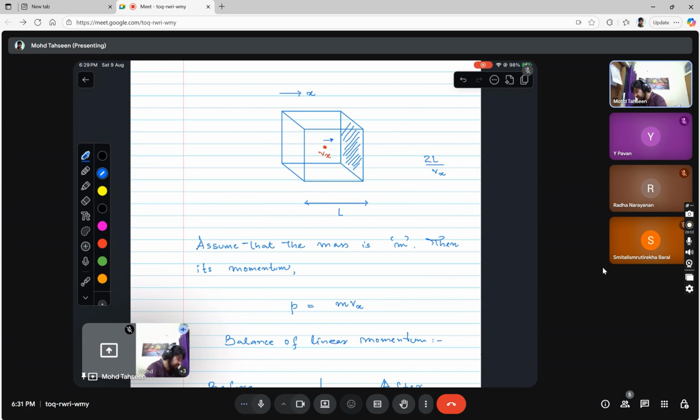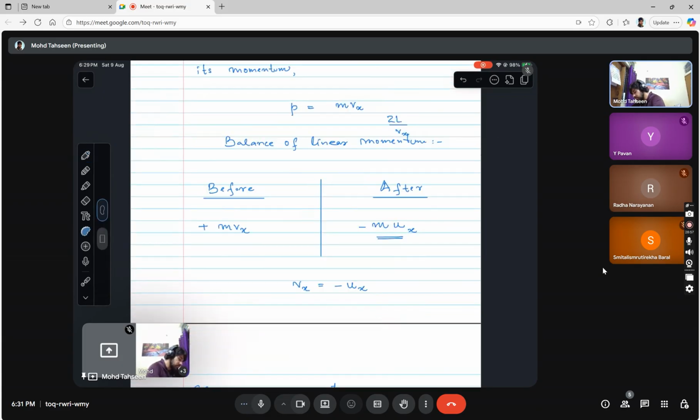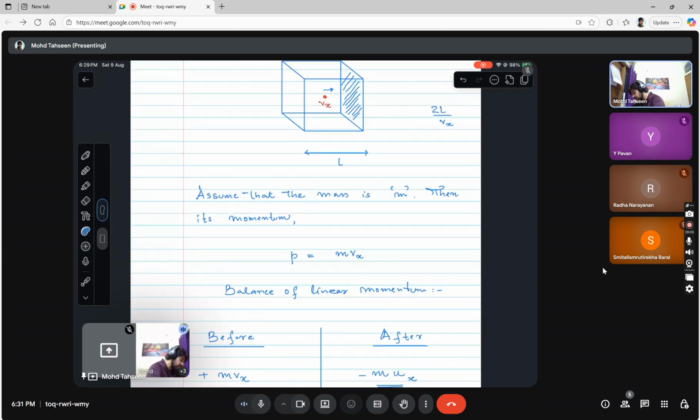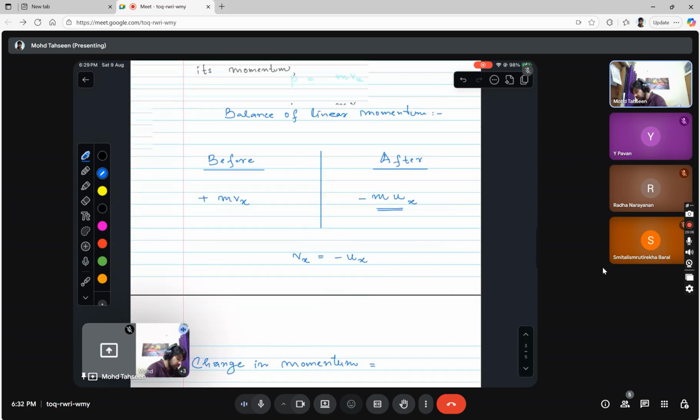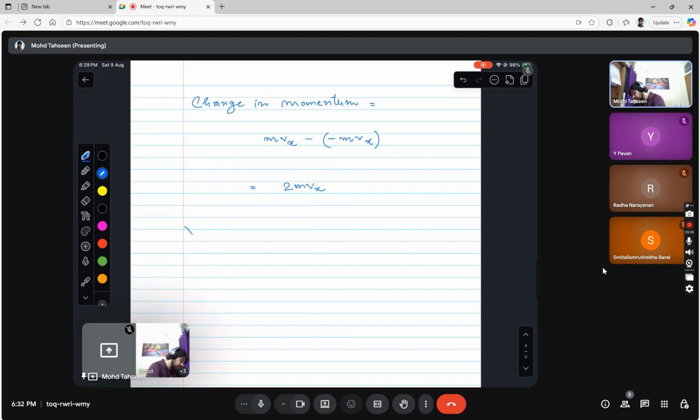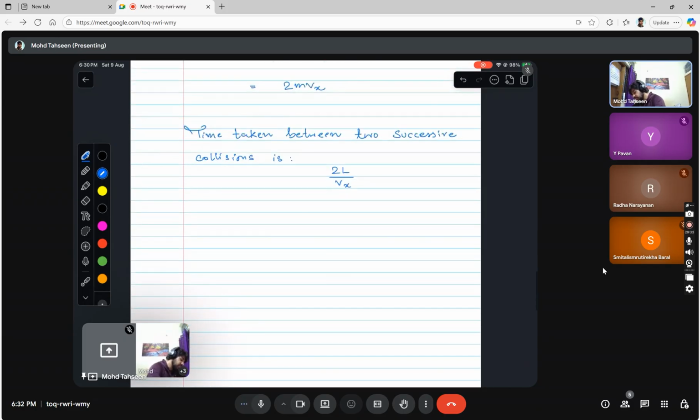v of x, right? So I will say t is equal to 2L divided by v of x. So I'll just rewrite it here. Time taken between two successive collisions is 2L upon Vx, right?